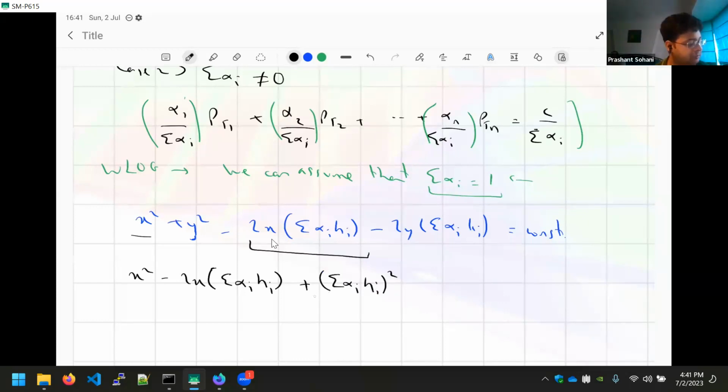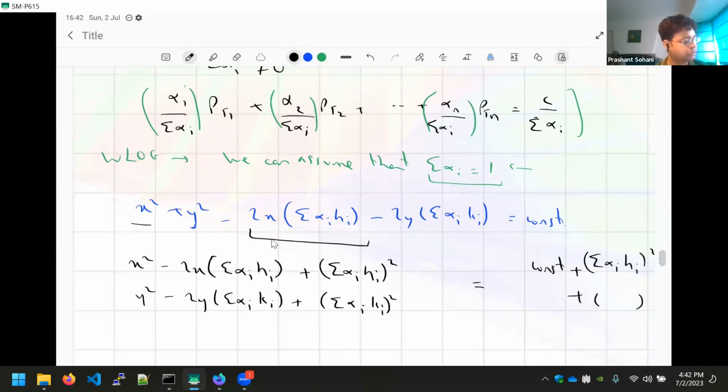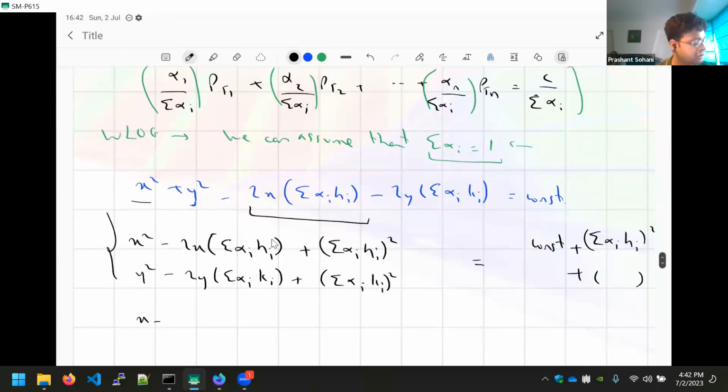And so obviously if I add something on the LHS, I have to add it to the RHS also. So the same term I'll also add to the RHS. But it's a constant, so it will sort of get absorbed in that constant term. And same can be done with the y square also. So that term will get added to this. So now you see I can rearrange this and write it as x minus this term, sigma alpha I hi, square plus y minus sigma alpha I ki square is some constant.